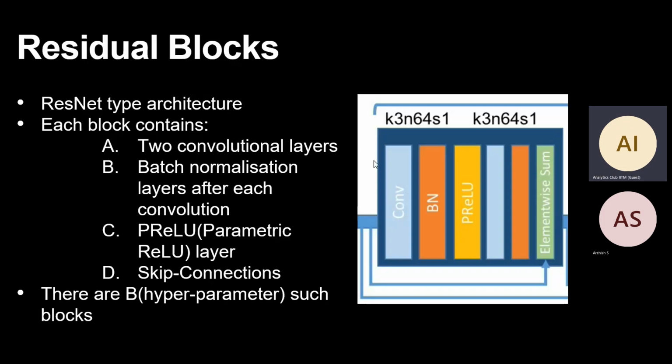Now, the number of residual blocks that you use is something that you will be deciding. All these parameters that you decide before you train the model are called hyperparameters. So the number of residual blocks that you have, we'll be calling it B, and that is a hyperparameter.